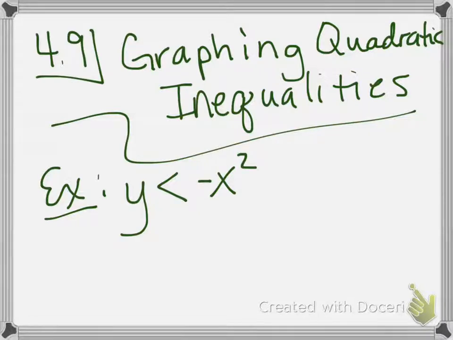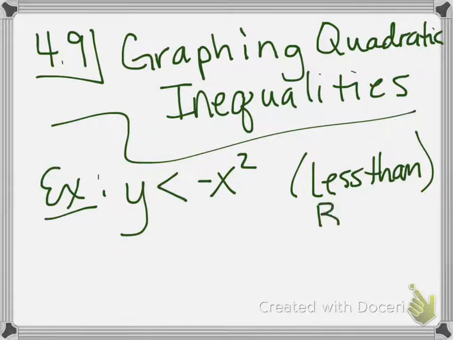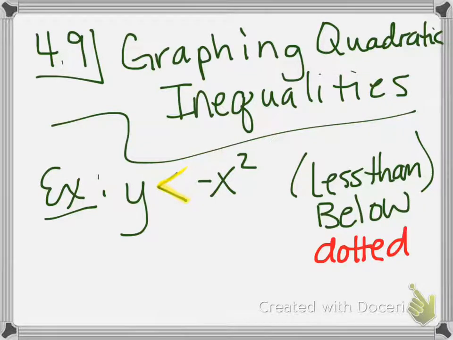So for the first example, we have y is less than negative x squared. So this is less than. And when we get to the point where we're ready to graph it, we know that less than means to shade below. Now notice it's just less than, there is no equal to. So that also tells me that this line, when we graph it, is going to be dotted.